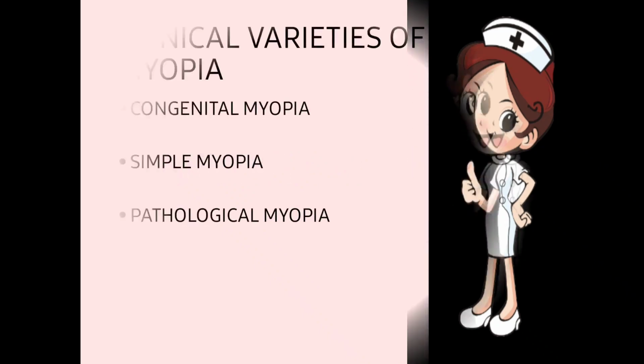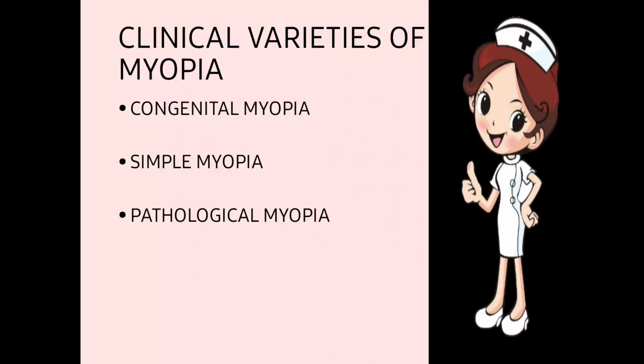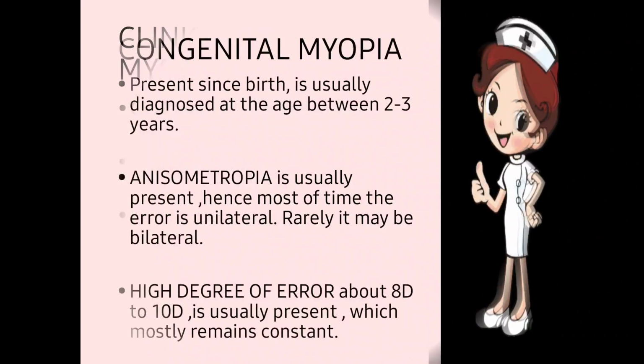So let's move to the clinical varieties of myopia. Here we will discuss the clinical varieties of myopia. First one is congenital myopia, the second one is simple myopia, and the third one is pathological myopia. We'll discuss two varieties of myopia. So let's begin with congenital myopia.